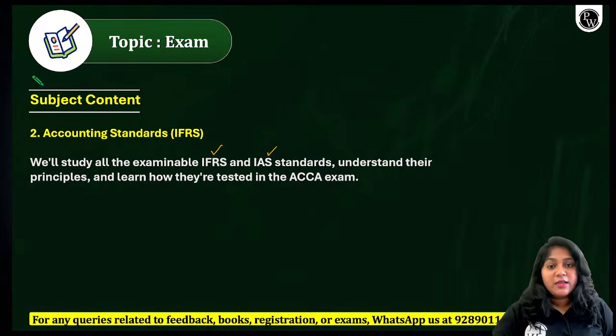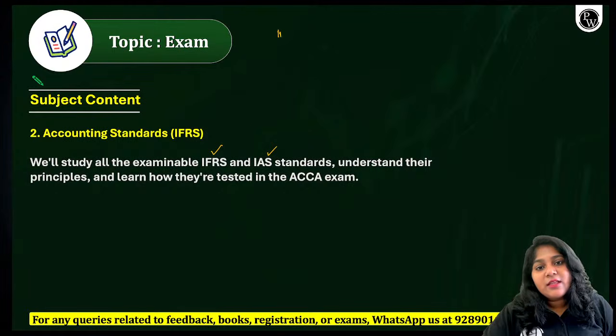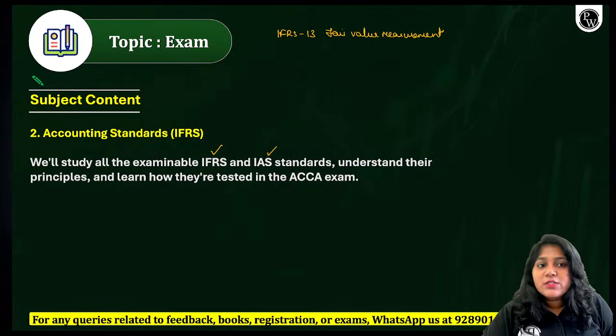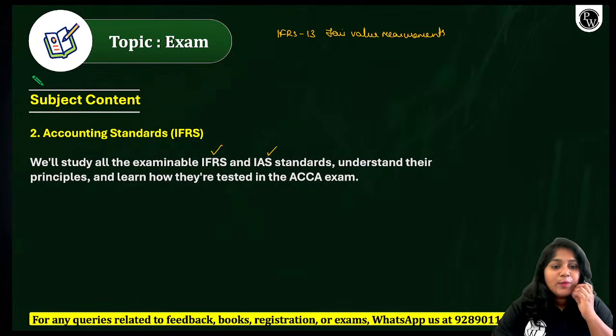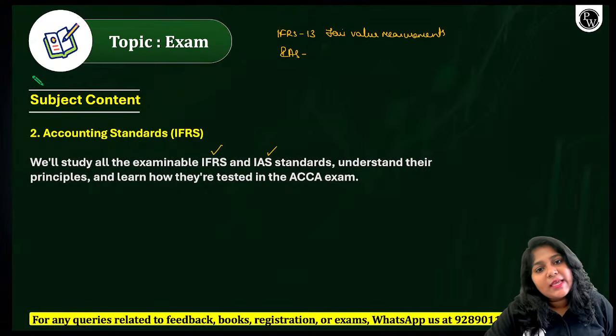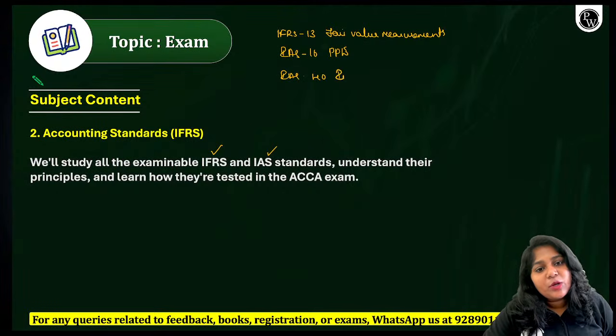I hope you guys can understand. See, there are multiple standards. So the first one is IFRS 13 fair value measurement. The reason why I have to keep it simple is because I want you guys to know. So the first standard that you'd be learning is IFRS 13 fair value measurement. And then we have IAS 16 property, plant and equipment. And then we have IAS 40 investment property.